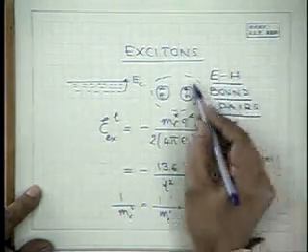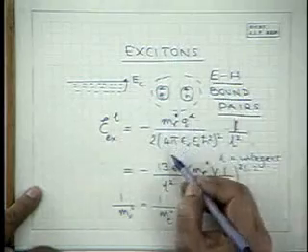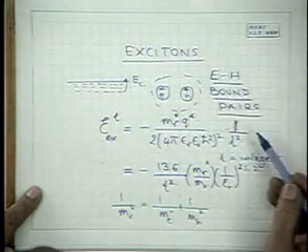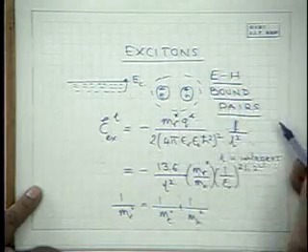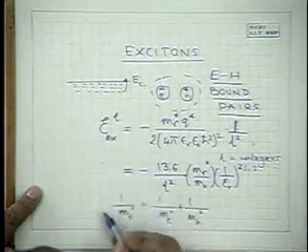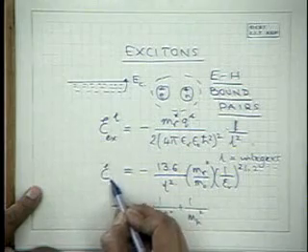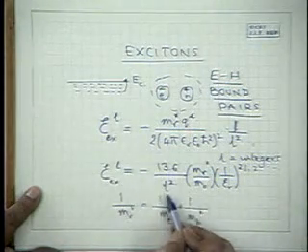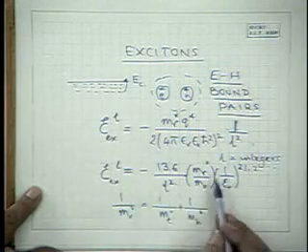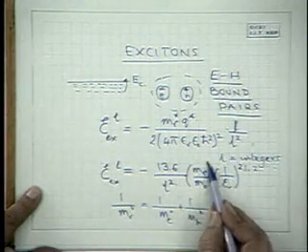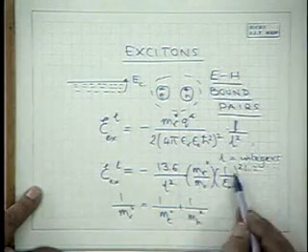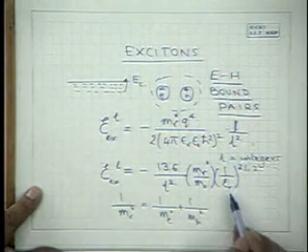which are bound together due to their Coulomb attraction. We have already seen that based on a hydrogenic model, we can get the binding energy of the excitons as minus 13.6 by n squared, where n is an integer, times mr star over m0, where mr star is the reduced effective mass, and 1 by epsilon r squared.